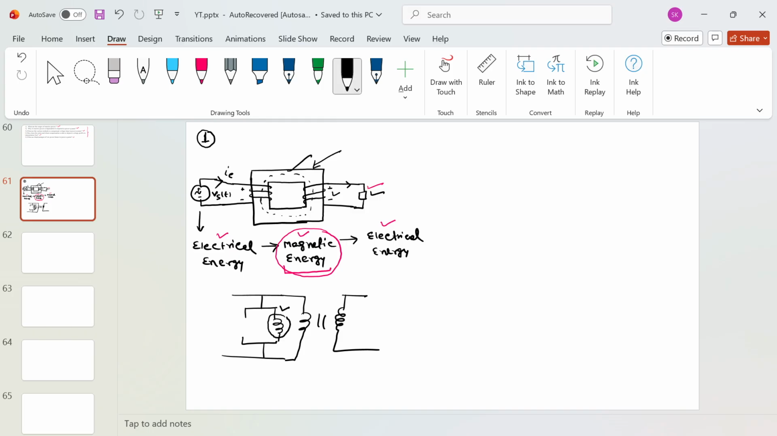If you see the rotating machine point of view, let's say you have an induction motor with you. Let me take an example of an induction motor.